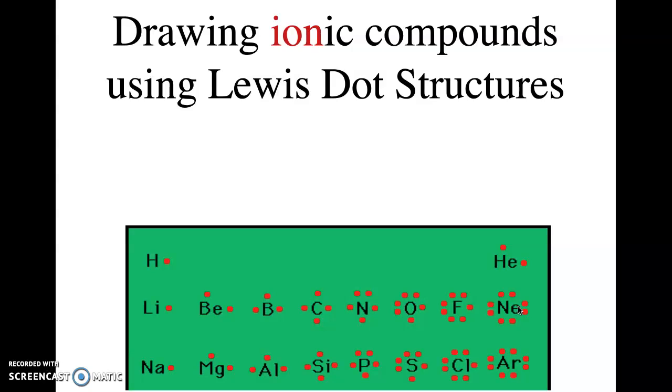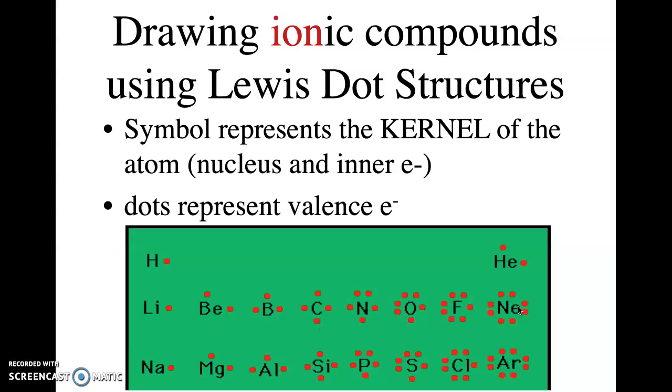Okay, so let's move forward here. Good stuff, good for you to see, great for you to hear it explained. Keep that in mind. A couple things here as we go through Lewis dots. The symbol represents the kernel of the atom, right? The nucleus and the inner electrons, basically. So when we say kernel, that's what we mean. We're not talking popcorn or anything. And the dots represent your valence electrons, as we just talked about. Okay? Good stuff.